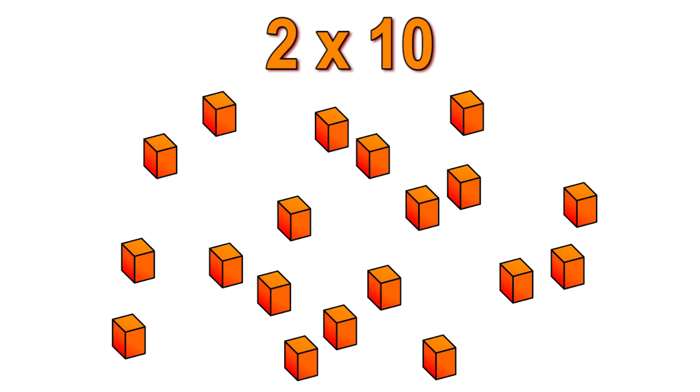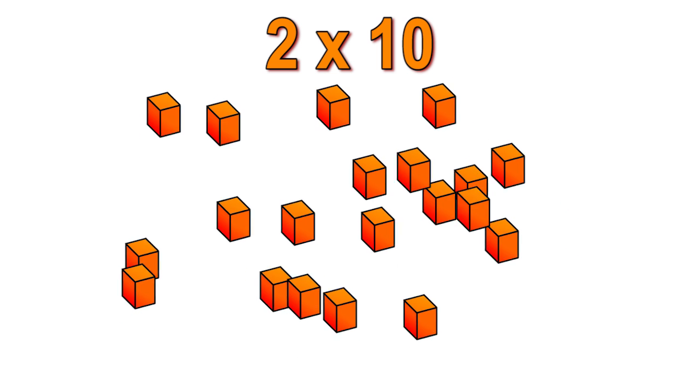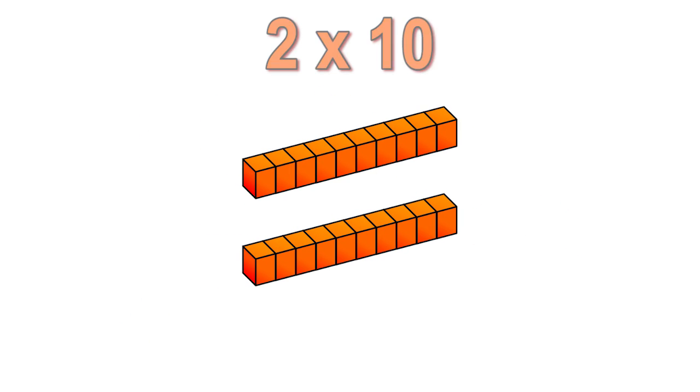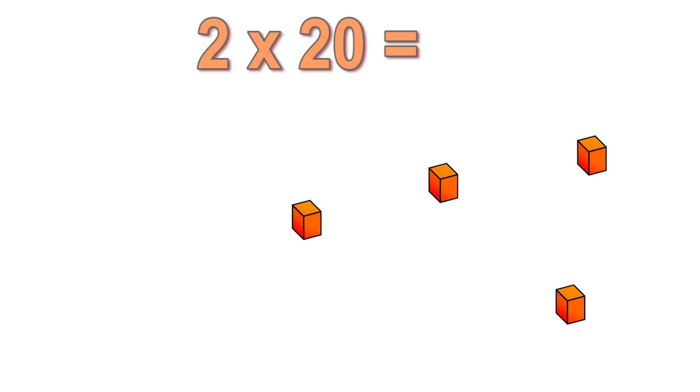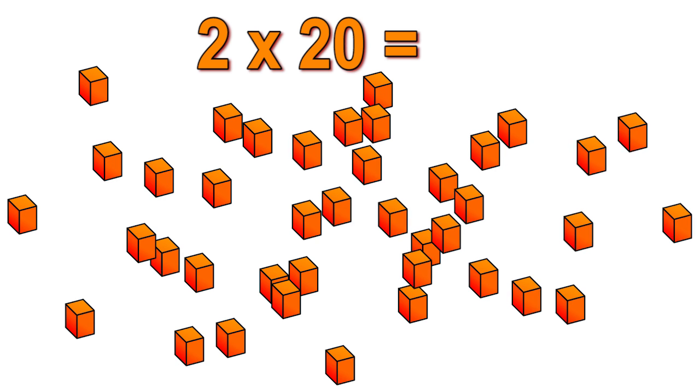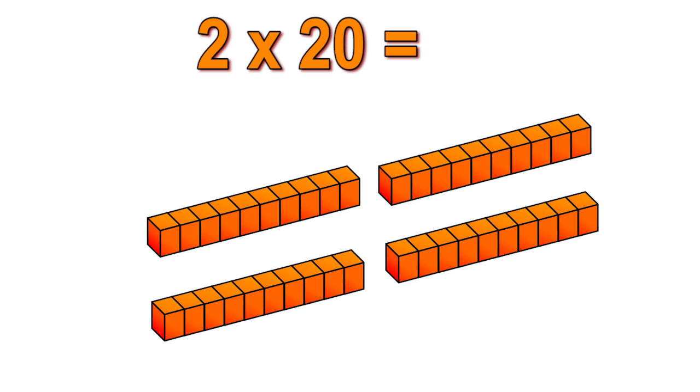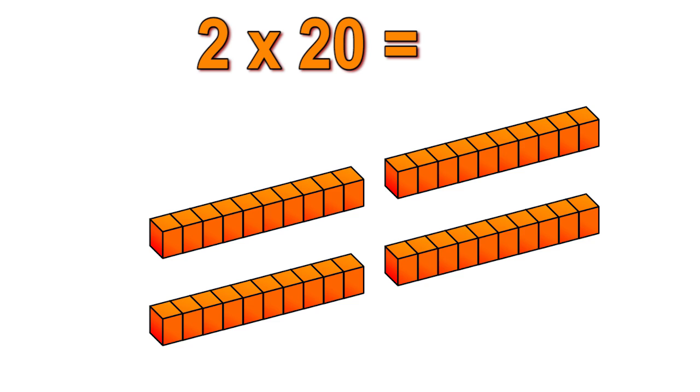We learned that when we have a number greater than 10, we can use rods instead of units to save time and be more accurate. So 2 times 20 is 2 rows of 20. I can represent 20 with 2 rods in each row. I can count by tens to find the answer, 40.